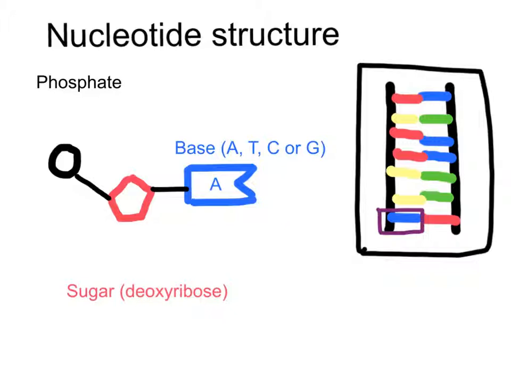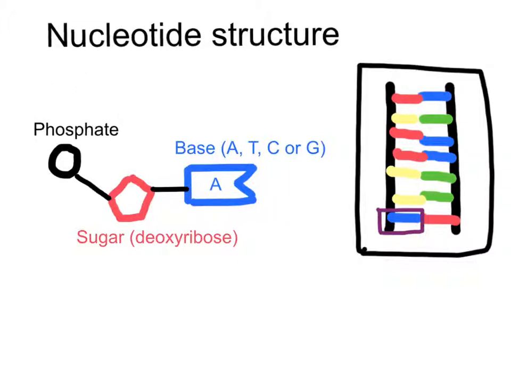We also have over here this pentagon shape, and this is a 5-ring, carbon-based sugar. This is the sugar part of the DNA, and this is actually where the name for DNA comes from. This particular sugar is called deoxyribose, and this gives DNA its name. So deoxyribonucleic acid, that's where we get the DNA from.